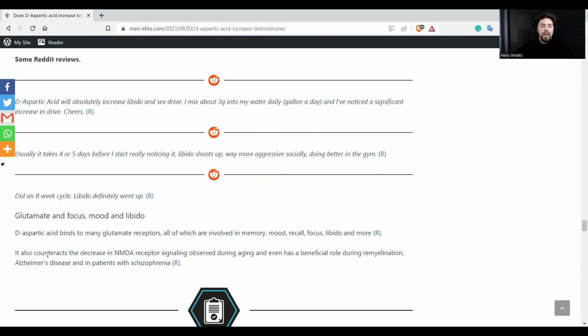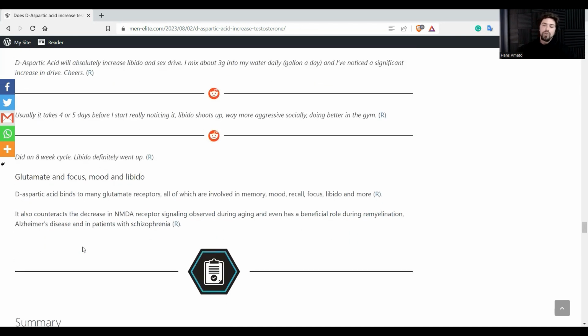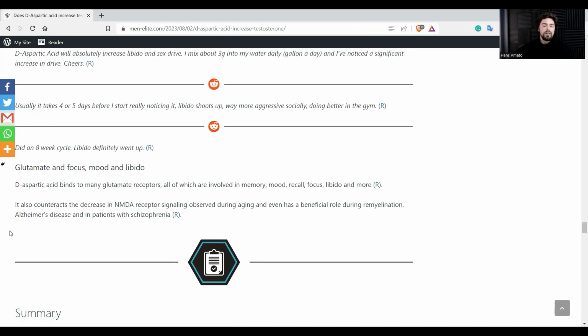And it also counteracts the decrease in NMDA signaling observed during aging, and even the beneficial role during remyelination, Alzheimer's disease, and patients with schizophrenia. So aspartic acid can prevent the decrease in the function of this NMDA receptor. You need this NMDA receptor to promote the release of dopamine, and it's helpful for focus and even remyelination and diseases like Alzheimer's and schizophrenia. So aspartic acid, not necessarily supplementation, but from food, which we'll cover in a second, can be really helpful for the brain, healthy. That's why it tends to accumulate in specific areas of the brain.